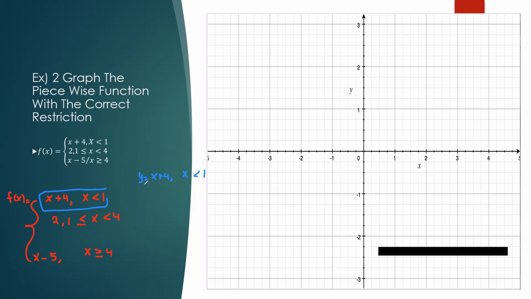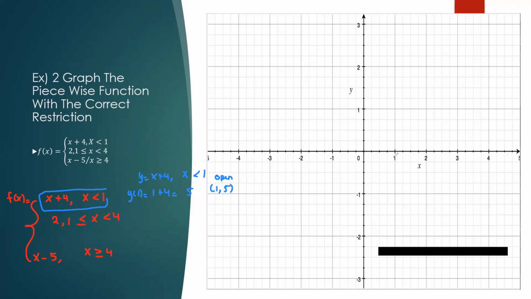Let's plug in the x value 1 first. So that's 1 plus 4, which is 5. So you have a coordinate at 1 comma 5, and that's going to be an open circle because it does not have an equal sign.